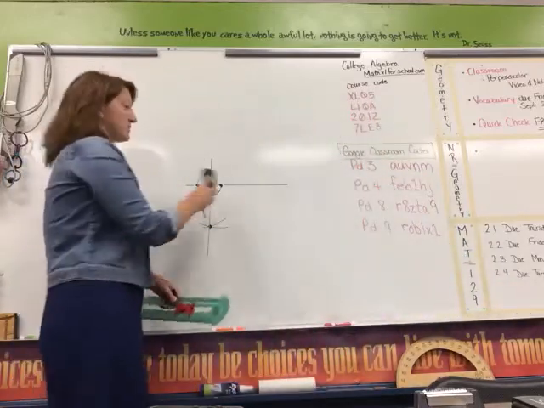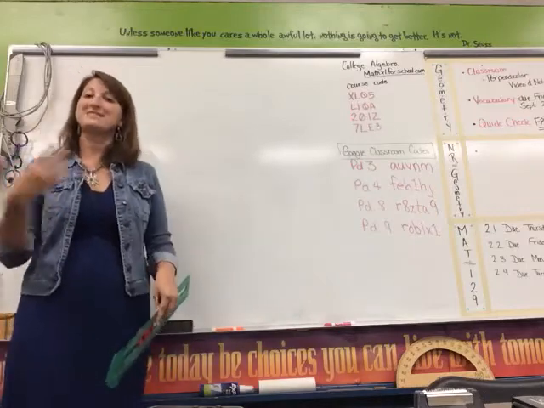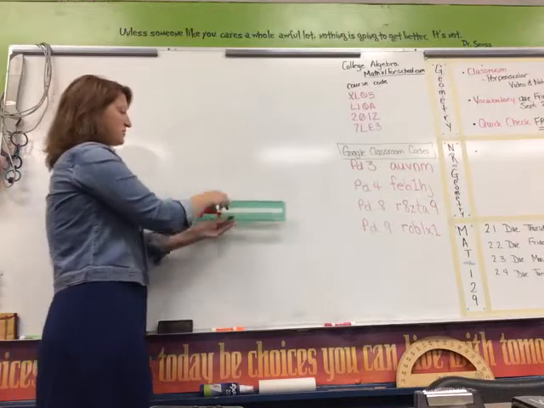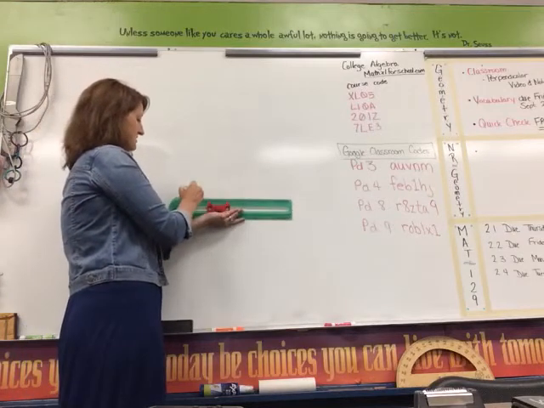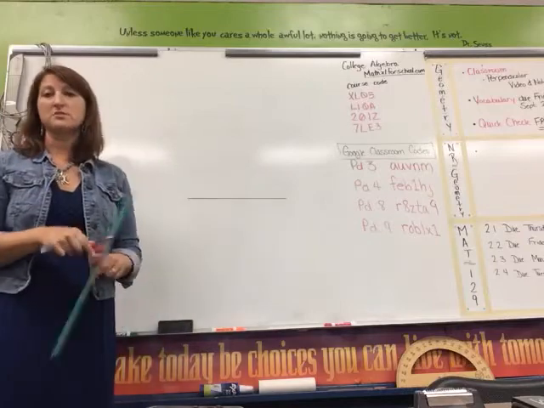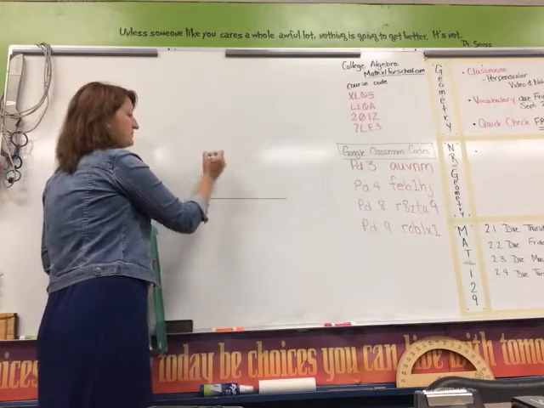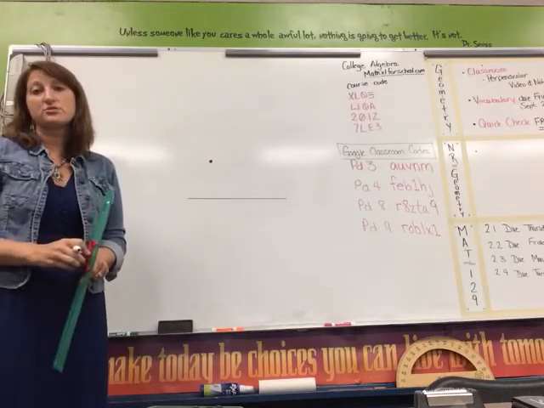Alright, the second construction that we're going to do is basically the same thing, but this time the point that we're trying to go through is not on the line. So this time we're going to start with a segment again, and this time the point is going to be somewhere else. Not on the line, but somewhere else. So I'm just going to put it up here somewhere. And basically you're going to do the same thing.